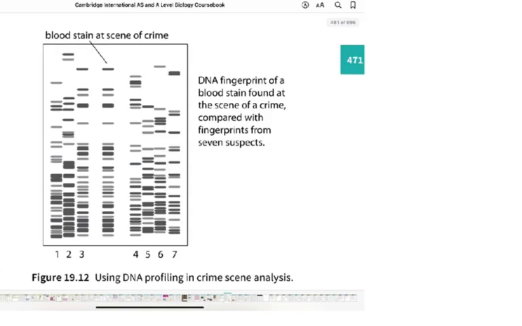Then another example is this one, in which we have a blood stain at the scene of the crime, and we have people 1, 2, 3, and then 4, 5, 6, 7. These are the 7 suspects who might have committed the murder or the crime. And so the DNA fragments of a blood stain found at the scene of a crime are compared with the fingerprints of 7 suspects. So this is the way that we use gel electrophoresis, and this is called DNA profiling in crime scene analysis. So the applications of gel electrophoresis are vast, and of course they are very, very important in the field of biology.